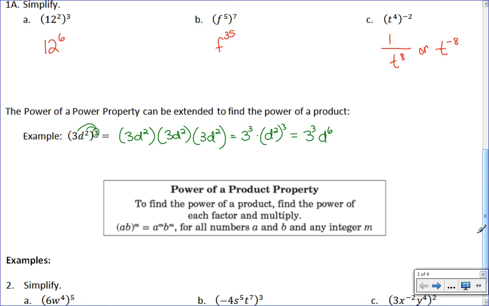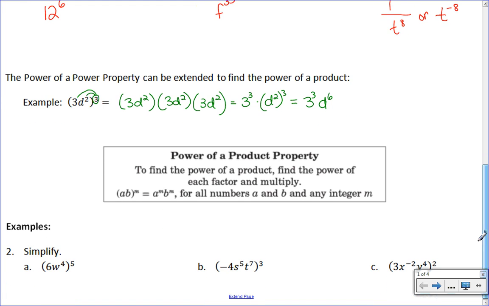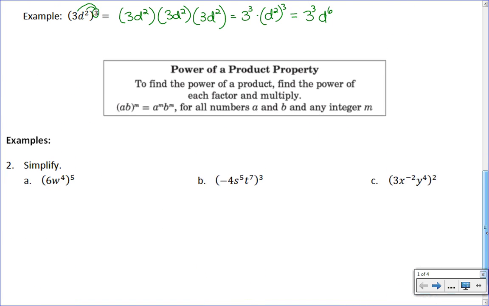So the power of a product property says to find the power of a product, find the power of each factor, and multiply. So for example, if we had ab to the power m, that would be a to the m, b to the m. Okay, so let's try that with a couple of examples.